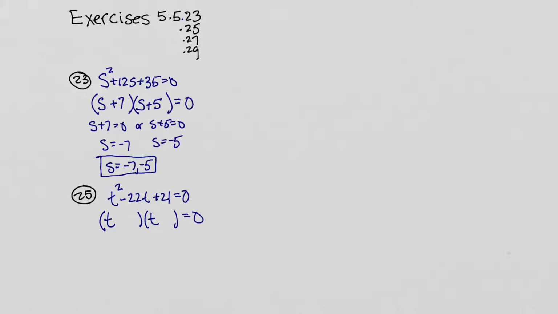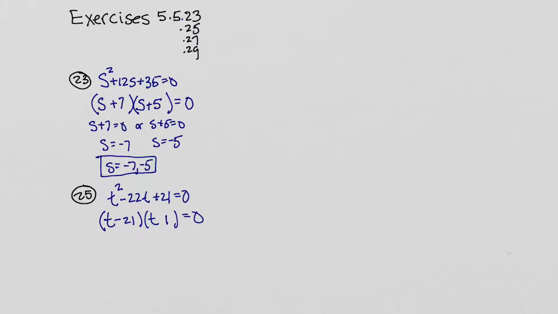Now, the factors of 21 that'll give us a 22. Well, 7 and 3 is not going to work. 7 and 3, I can't get a 22 out of that. But 21 and 1, I think that's going to do it. So let's write a 21 and a 1. And the 21 is positive, so these two numbers have the same sign, which is that middle minus sign.